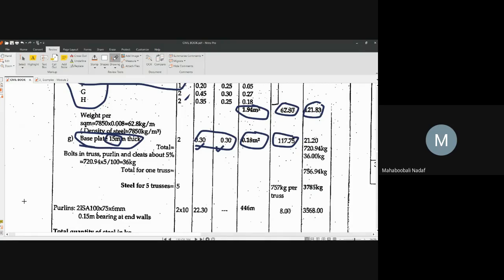Is this clear? Base plate clear for everyone? Yes, sir. Anyone who is not understanding, there might be some doubts, now only they can ask, so that I will explain once again for them.